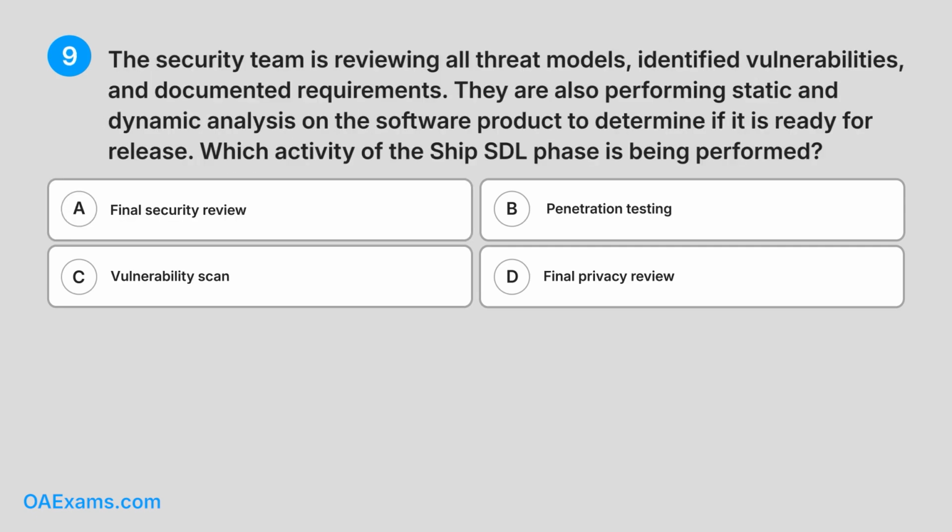9. The security team is reviewing all threat models, identified vulnerabilities, and documented requirements. They are also performing static and dynamic analysis on the software product to determine if it is ready for release. Which activity of the SHIP SDL phase is being performed? A. Final security review. B. Penetration testing. C. Vulnerability scan. D. Final privacy review. What do you think is the answer?